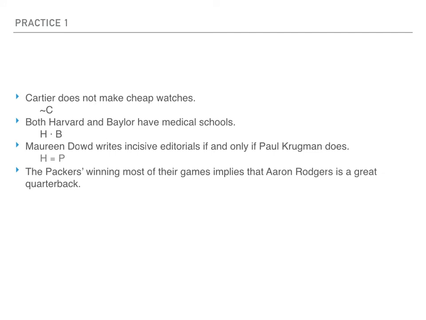So what about the sentence, the Packers winning most of their games implies that Aaron Rodgers is a great quarterback? Well, there again, we see the word implies. So this is best represented as telling us that there's a horseshoe here, because otherwise the person would say something that looks invalid. And so this just looks like a basic sentence. If P stands for Packers win most of their games, and A stands for Aaron Rodgers is a great quarterback, then this simply says P horseshoe A. Okay, so that's just remembering that the word implies is often treated as a horseshoe, not as a conclusion indicator.